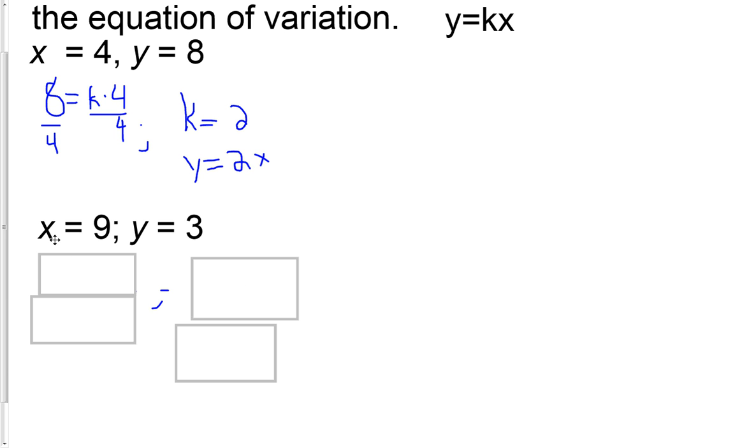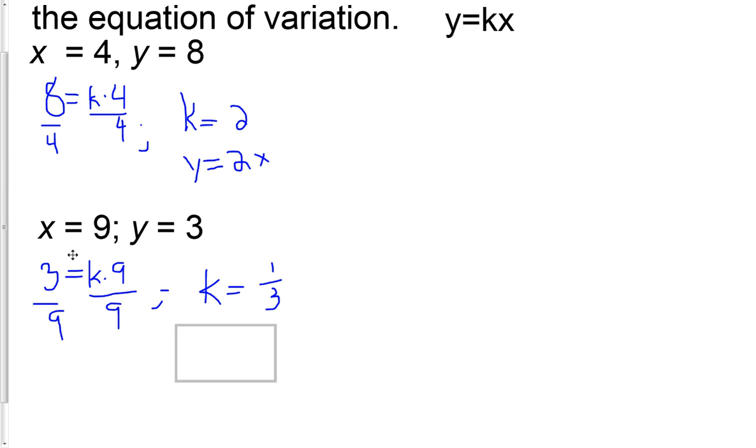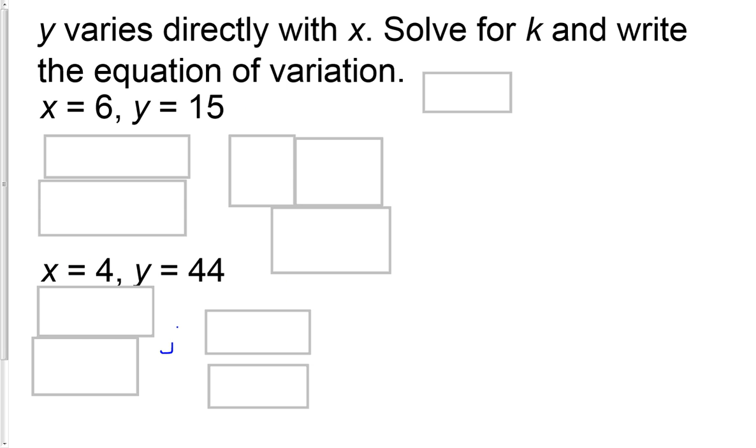Next one, y equals kx, x is 9, y is 3. So 3 equals k times 9. Divide by 9 on both sides, and then 3 over 9 needs to be simplified. Divide by 3 gives us 1, divide by 3 gives us 3, and we get k is 1/3. And the equation then is y equals 1/3 x. X is still on top, or I just write it to the right of our k, but k can be a fraction.